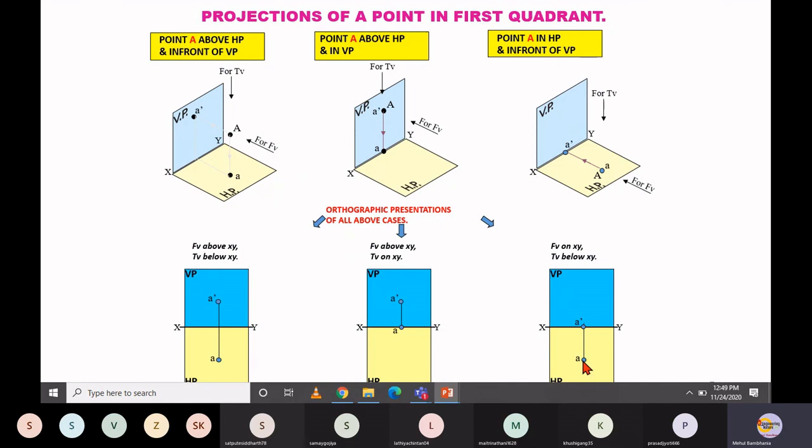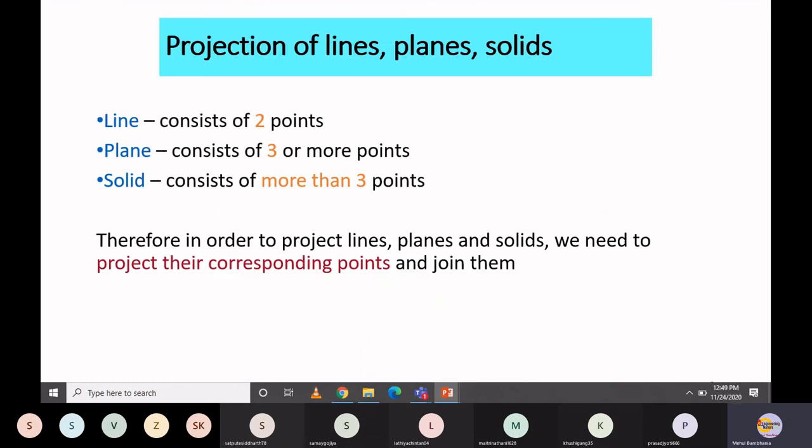So now see, this is all about the three possibilities in which we can put our object. If the object is a point-like object, it can be put in these three possible ways, and these are the three possibilities for the projections. So I think we can stop.